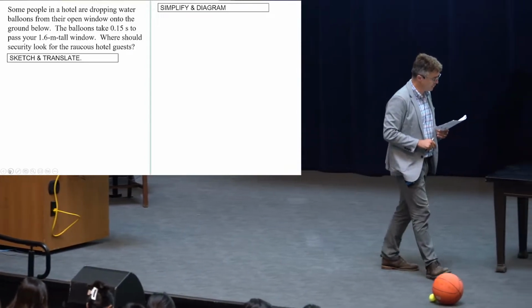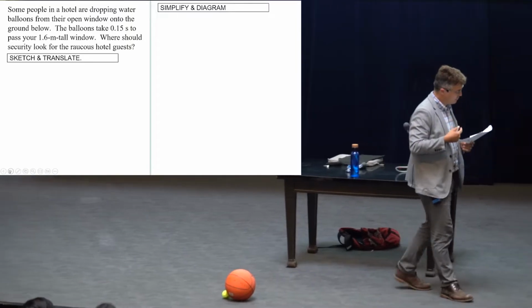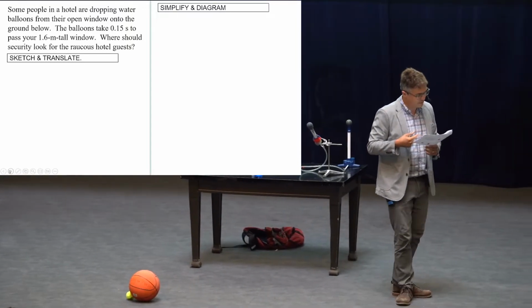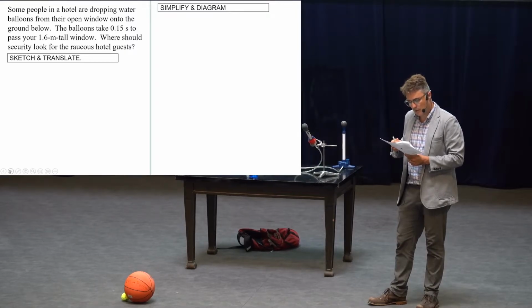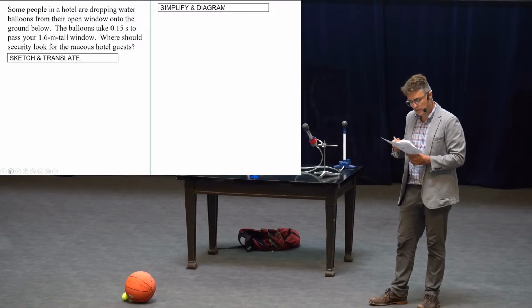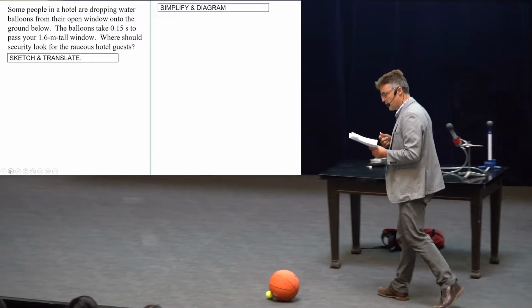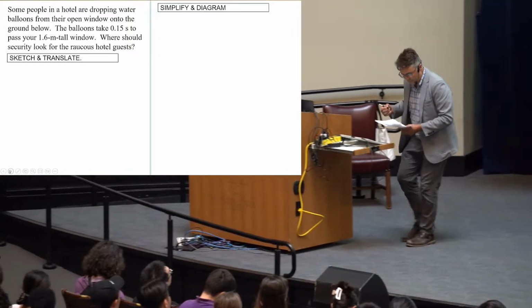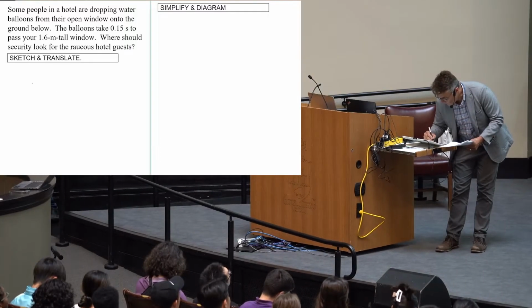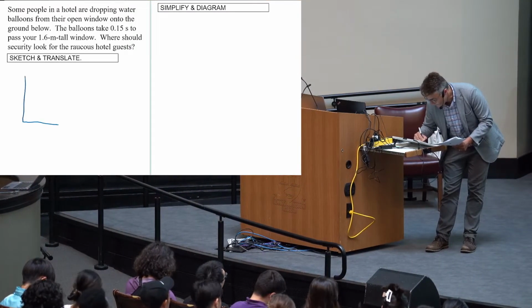Some people in a hotel are dropping water balloons from their open window onto the ground below. The balloons take 0.15 seconds to pass your 1.6 meter tall window. Where should security look for the raucous hotel guests? This is an end of chapter problem and something that's fair game on a term test. It's chapter 2. It takes a little while for me to figure out what is going on here, but let's draw the window.